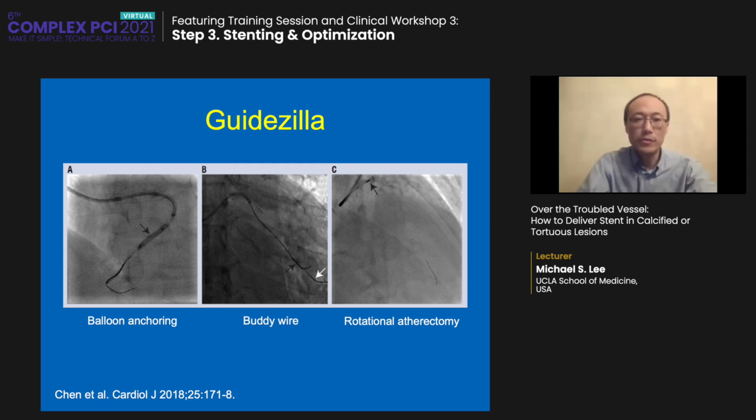Guidezilla can also be used when you have a lesion that may be difficult to deliver. So by inflating a balloon, you can anchor the wire and advance your Guidezilla. Another technique is you could advance 2 wires through that Guidezilla, and this will help facilitate the buddy wire technique to deliver the wire of the balloon in the stent. You can also perform rotational atherectomy through the Guidezilla.